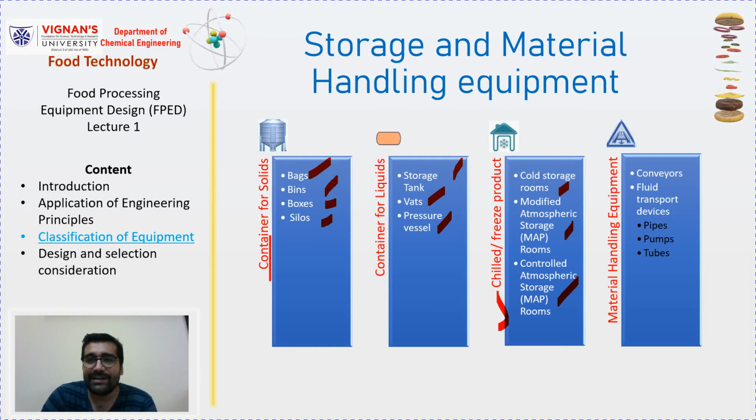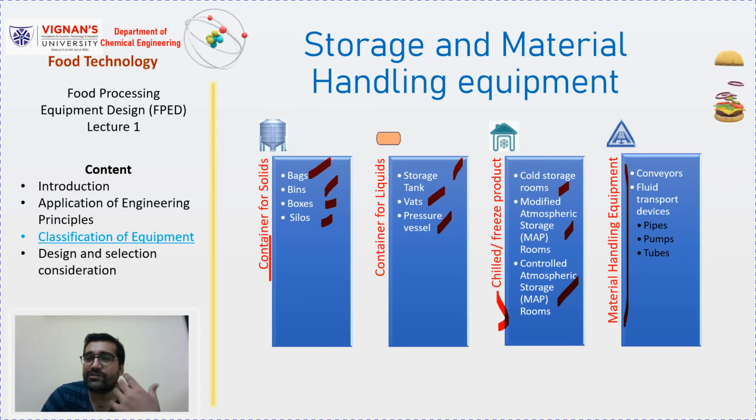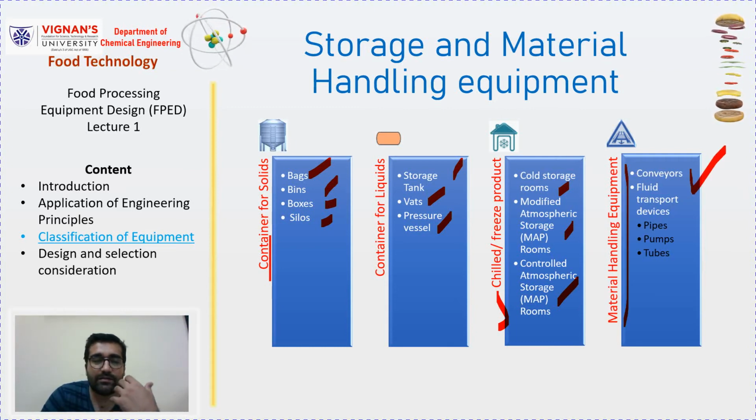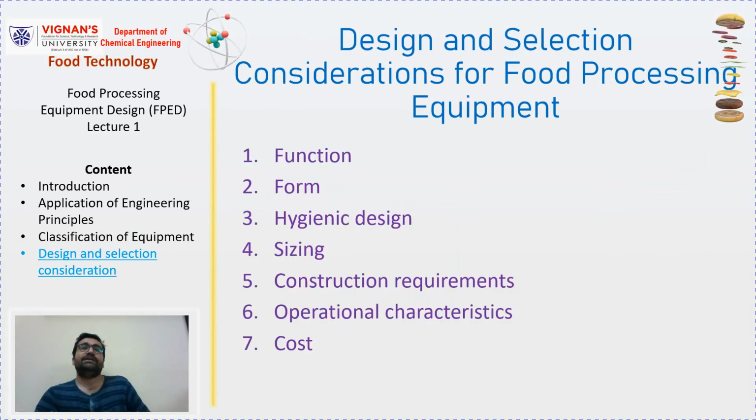Then material handling equipments are the equipments which are key to connect one operation with another or one equipment with another. If we are dealing with solid products, we'll go with conveyors like screw conveyor, bucket conveyor, bucket elevator, belt conveyor. If we are dealing with fluids, then we go with pipes, pumps, turbines, tubes. So this will be the last slide for today's presentation topic.